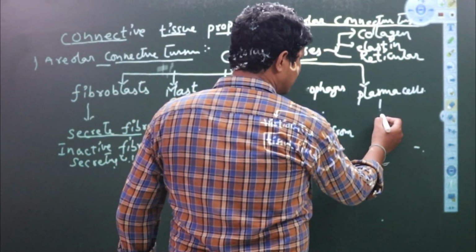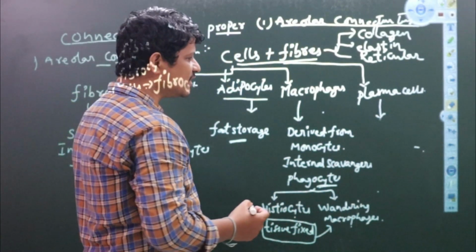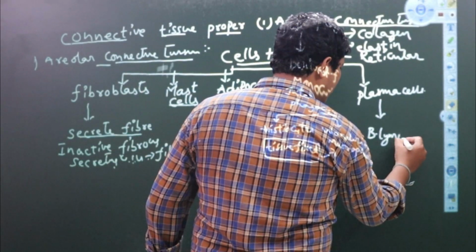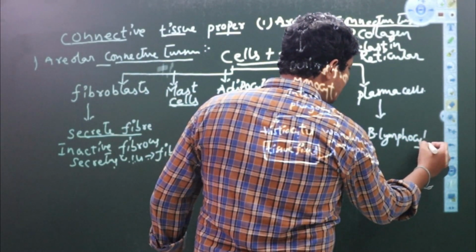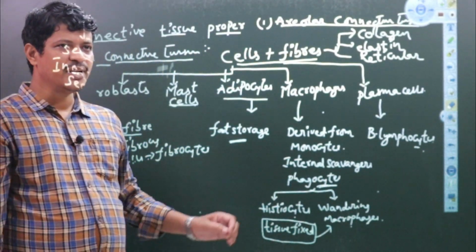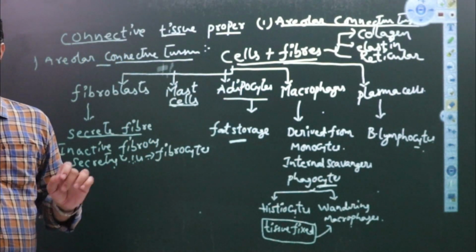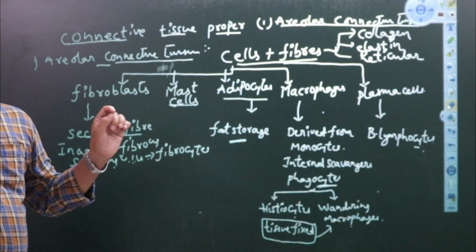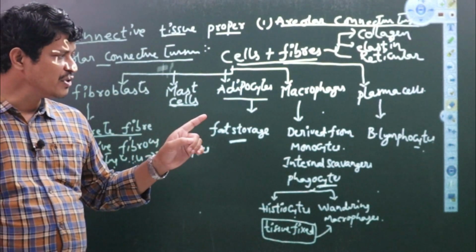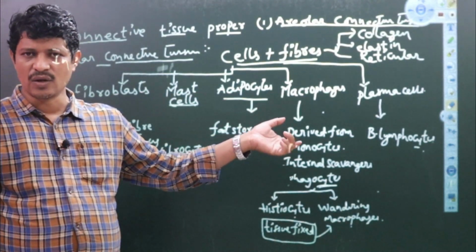Now the plasma cells. These plasma cells secrete B lymphocytes. Lymphocytes are agranulocytes of the white blood cells. The granulocytes are acidophils, basophils and neutrophils, whereas the agranulocytes are lymphocytes and monocytes. Compared to all white blood cells, the lymphocytes are smallest in size. The nucleus is circular or round in shape.